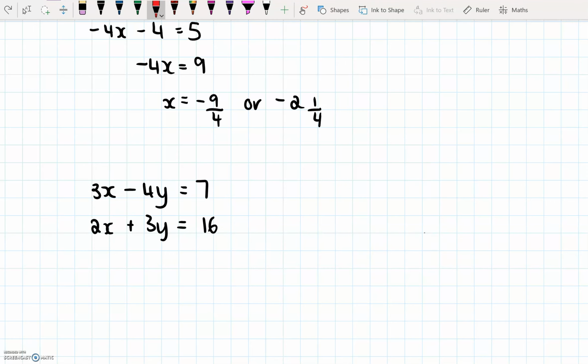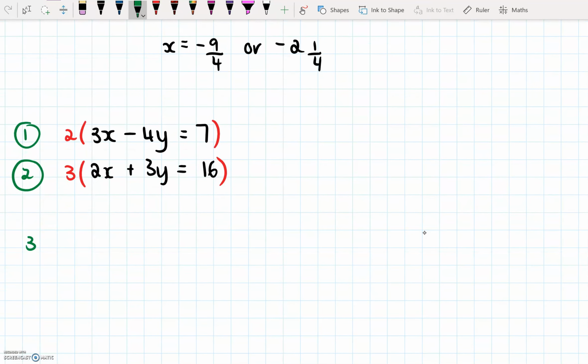So to get to 6 from 3, we do 2 times. So we're going to do 2 times the first equation. And for the second one, to get from 2 to 6 is 3 times, so we're going to do 3 times the second equation. So equation 1, equation 2, and in this case, we're going to end up with equation 3 and equation 4.